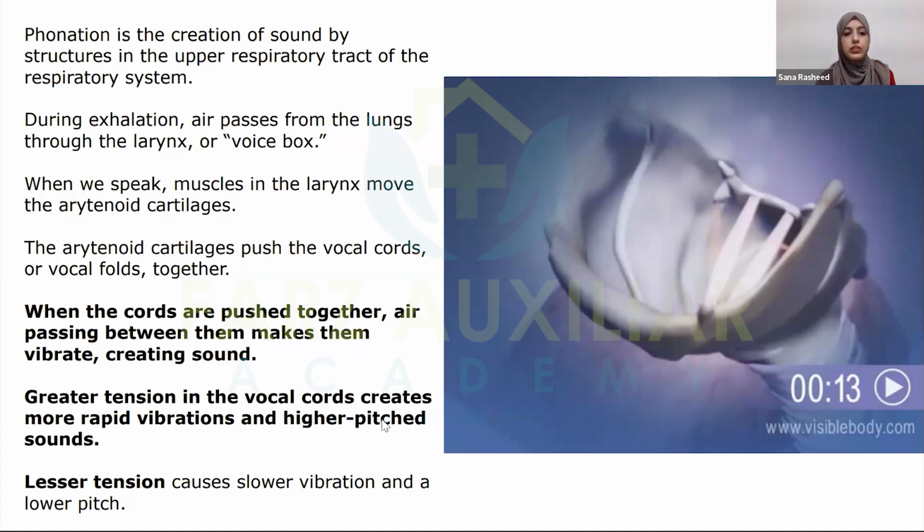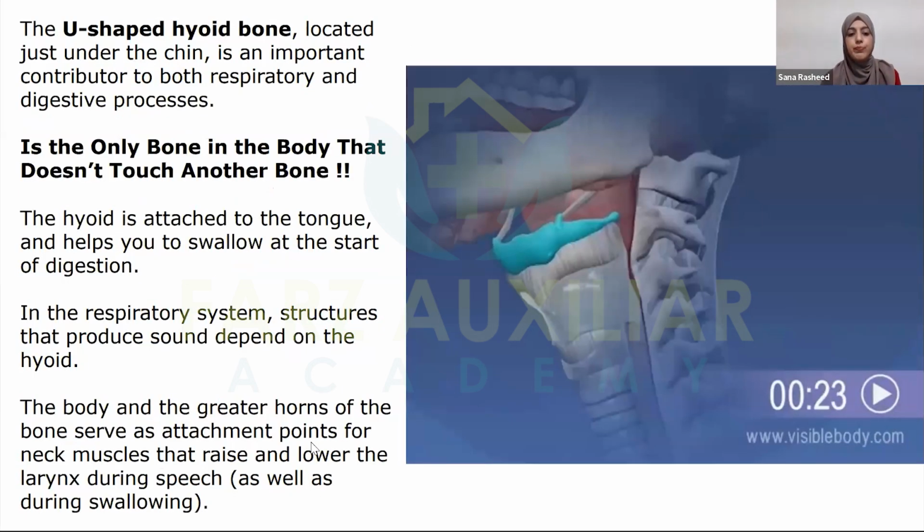Greater tension in the vocal cords creates more rapid vibrations. As a result, higher sounds are produced. And when the tension is low, slower vibrations are produced. As a result, the pitch of the sound is going to be low.